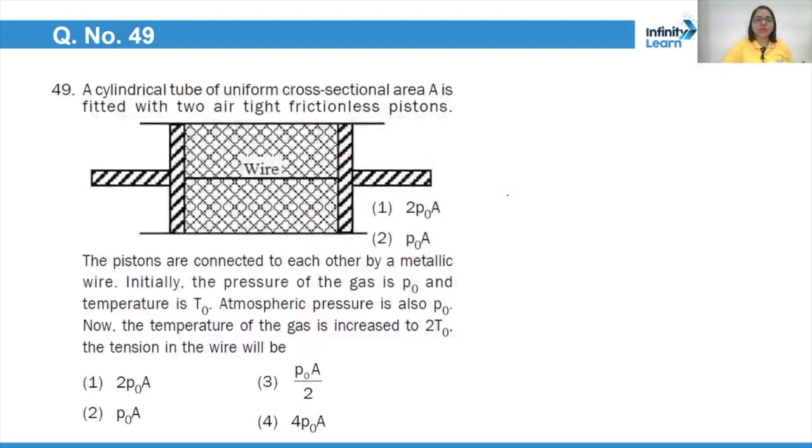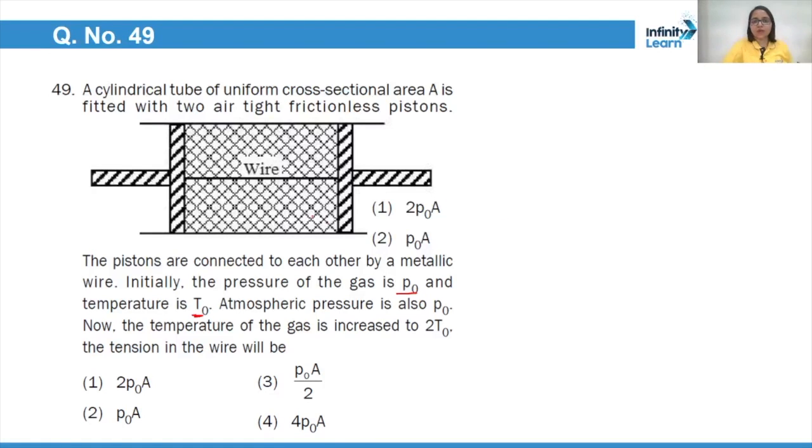Next is question number 49. A cylindrical tube of uniform cross-sectional area is fitted with two airtight frictionless pistons. The pistons are connected to each other by a metallic wire. Initially, the pressure of the gas is P naught and temperature is T naught. The atmospheric pressure is also P naught. The temperature of the gas is increased to 2 T naught. The tension in the wire will be?